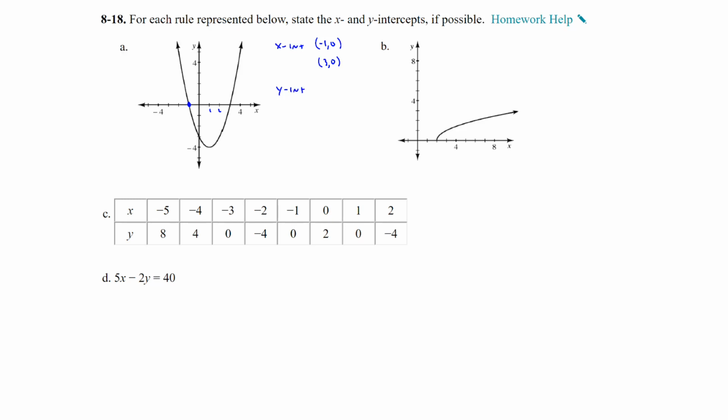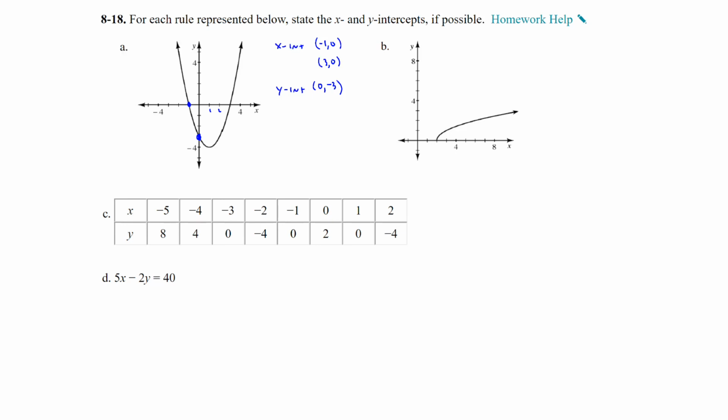And the y-intercept is where it crosses the y-axis when x is 0. And that appears to be at 0, negative 3. We want to write those as ordered pairs. The intercepts are points on the graph. So I think that answers the question there.